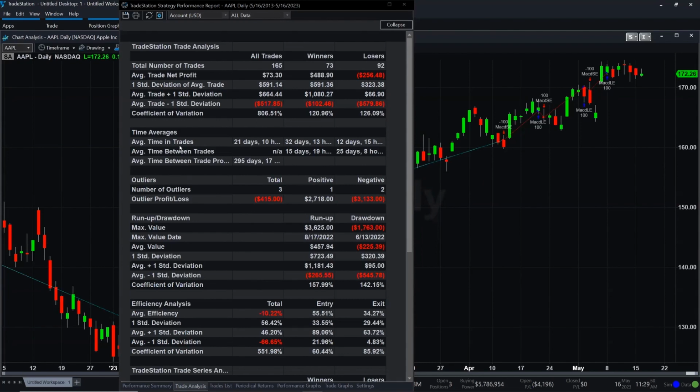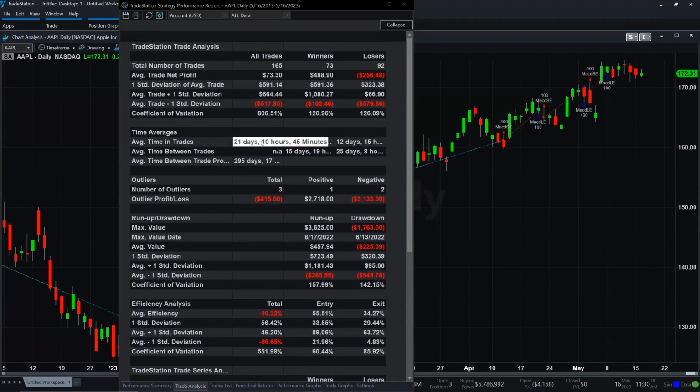Here we have the average time in trades. You can just hover over it to get the full thing. Sometimes I wonder what it says because it has the ellipses at the very end. But for anything that doesn't show completely, you can just hover and it gives you the complete number. So average time in trades: 21 days, 10 hours, and 45 minutes.